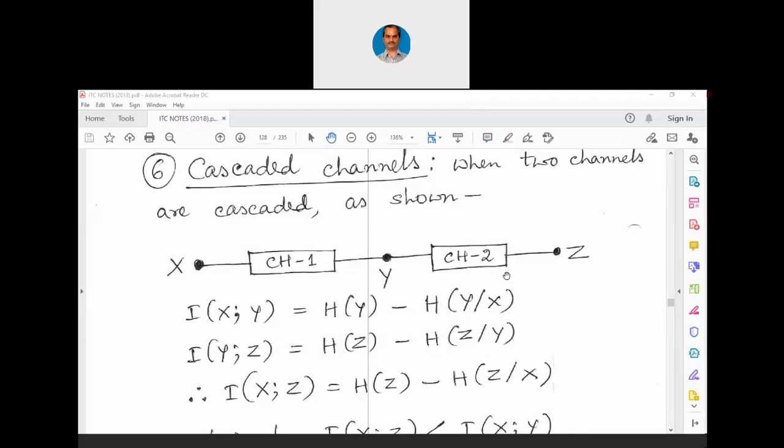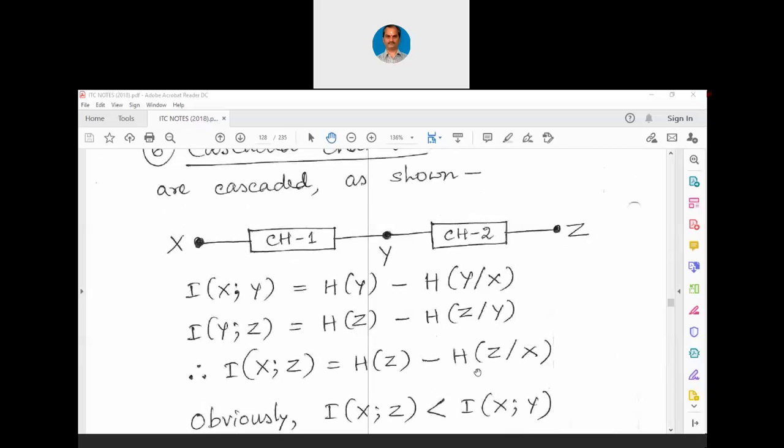Now, when these two channels are cascaded, I(X;Y) is H(Y) minus H(Y|X). I(Y;Z) is H(Z) minus H(Z|Y), because now we have two channels. So, I(X;Z) is H(Z) minus H(Z|X). But how do we find out H(Z|X)? We can find out H(Y|X). We can find out H(Z|Y). How do we find out H(Z|X)? Let us see.